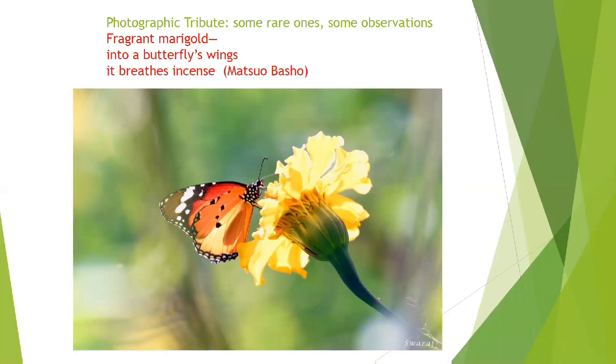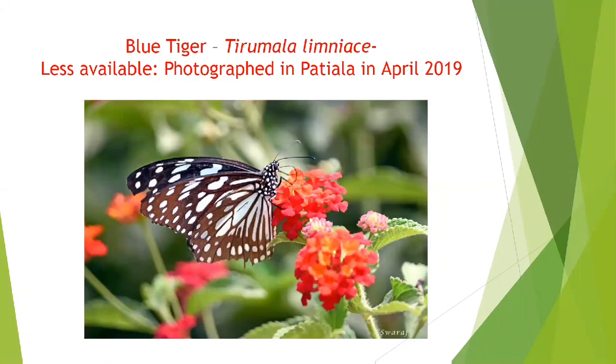The next. This is blue tiger, Tirumala limniace. It is less available in Punjab, but surprisingly last year and in April and May this year, a lot of blue tiger butterflies were found in Sunam. My son has photographed them. He lives in Sunam. And I photographed these blue tigers in Patiala. They were quite in a number, maybe I think about 15 odd I spotted in one day in Baradari Gardens only.